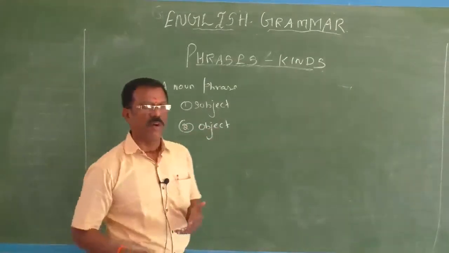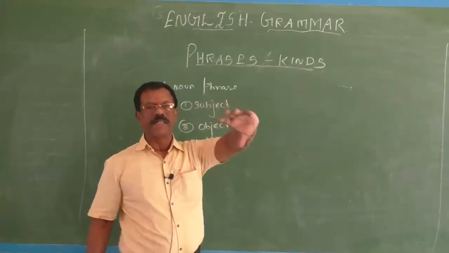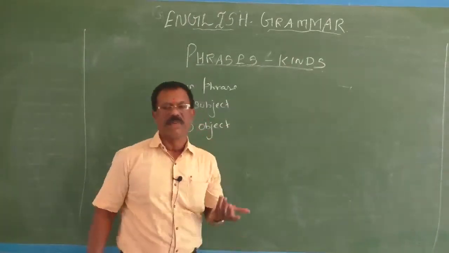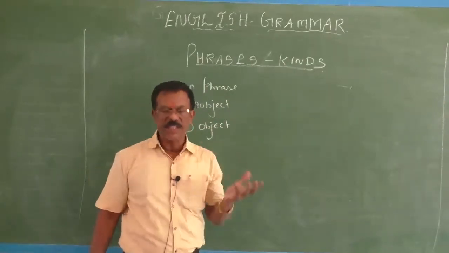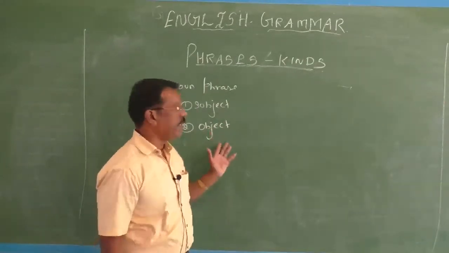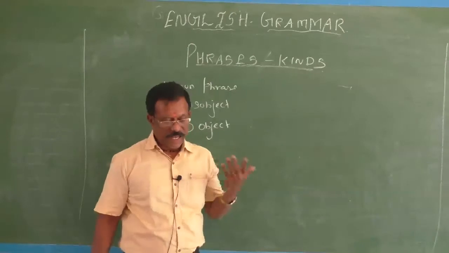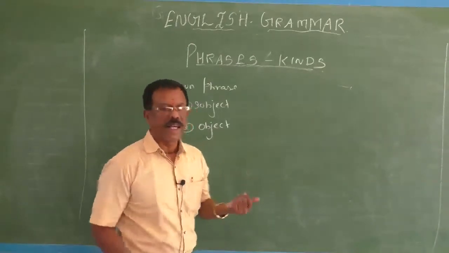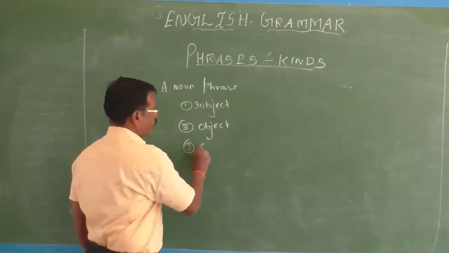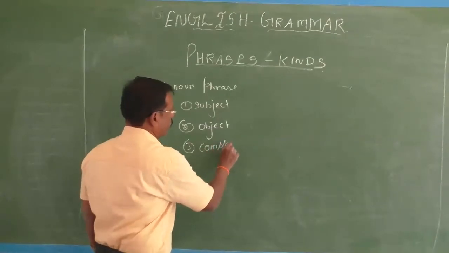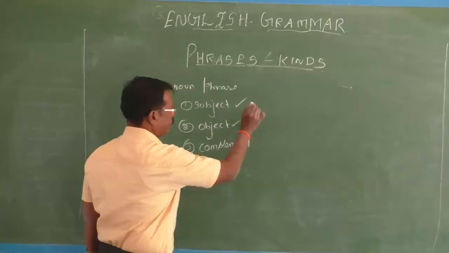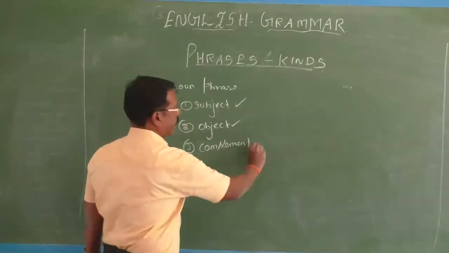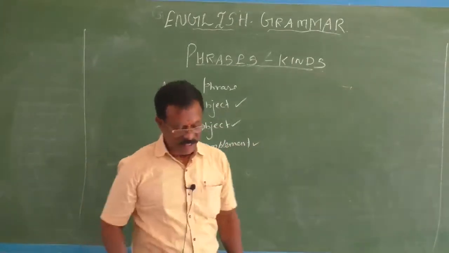What's the function of a noun in a sentence? A noun can be the subject, a noun can be the object of a verb. In the same way, a noun phrase can also be the subject of a sentence. It can also be the object of a sentence. And it can also be the complement of a sentence, complement of a verb. So, a noun phrase can be the subject, the object, or the complement of a sentence.